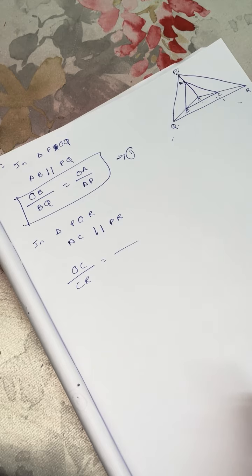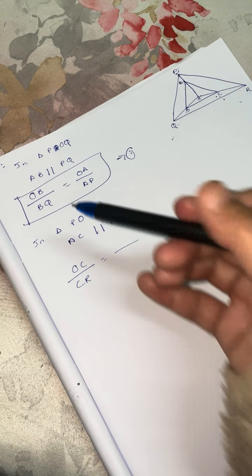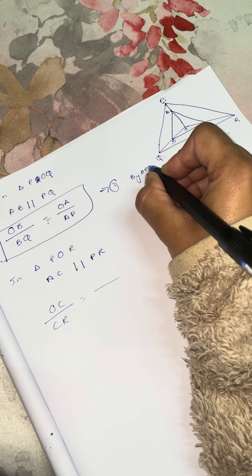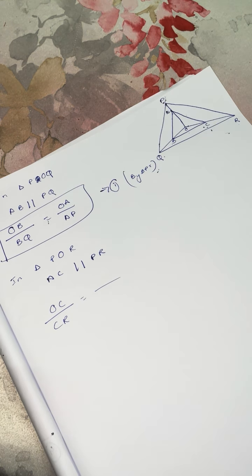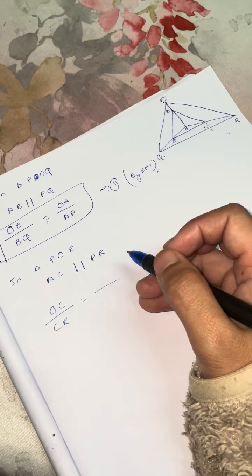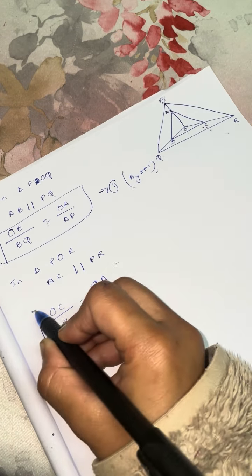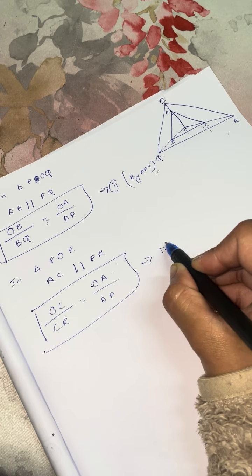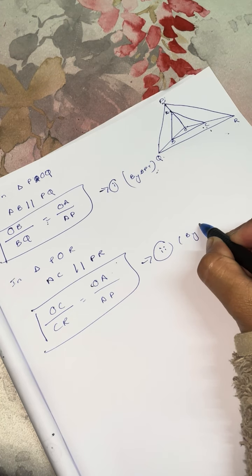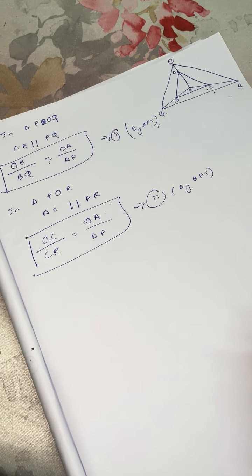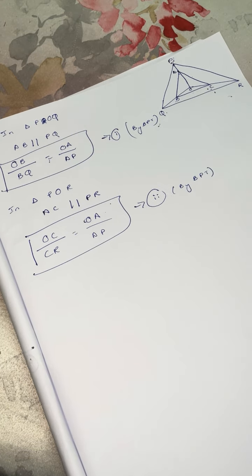We already know this from BPT, but you have to always give the reason or reference, for marks. Okay, OA, and this is equation number 2, by BPT, the basic proportional theorem.